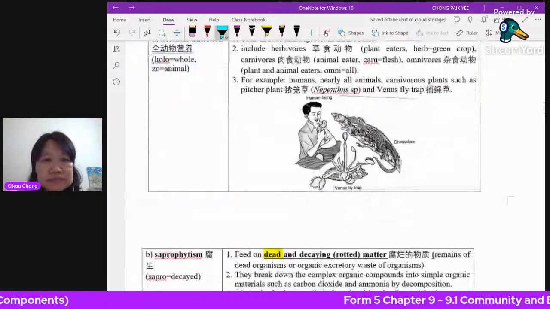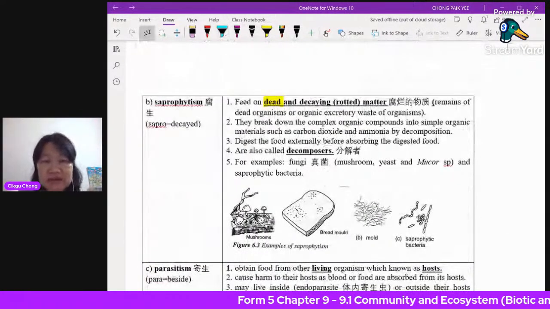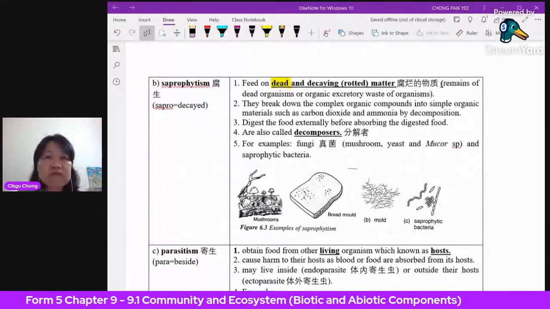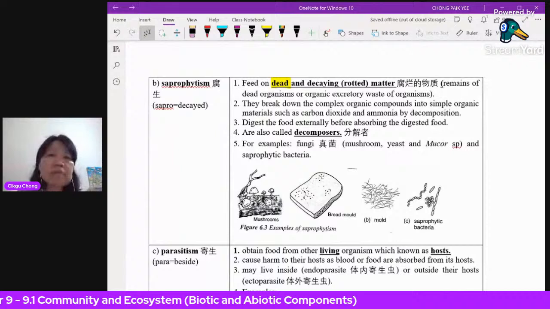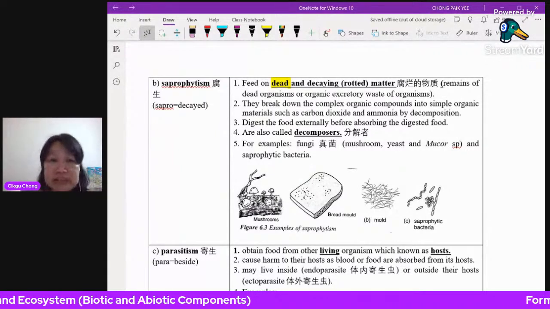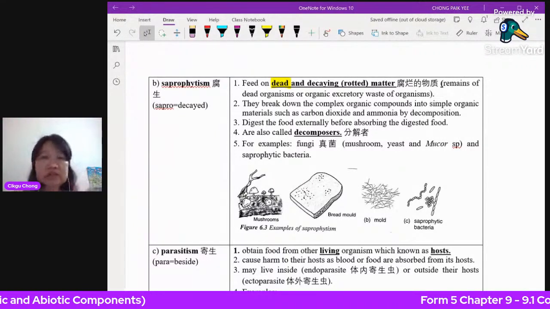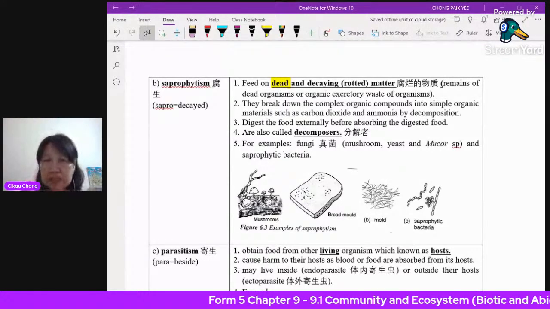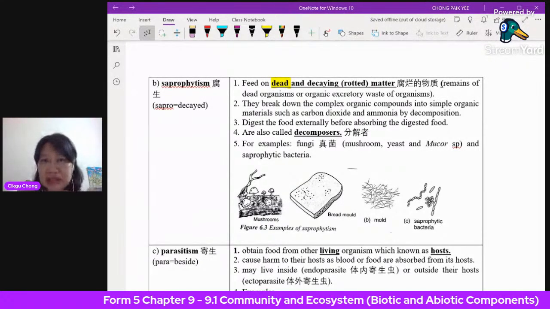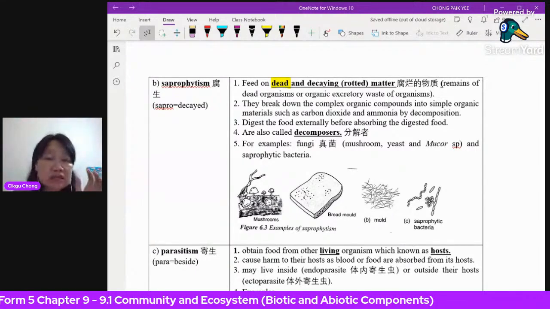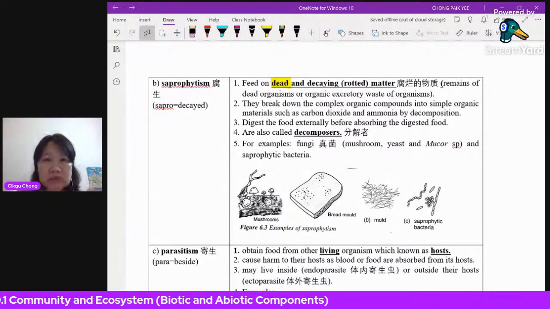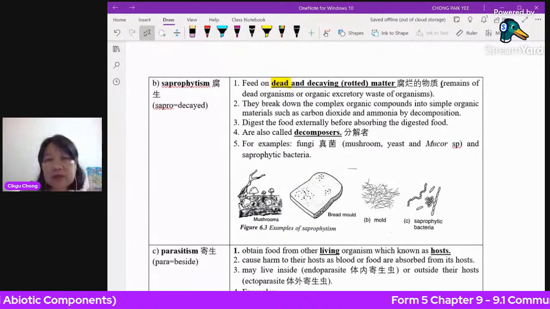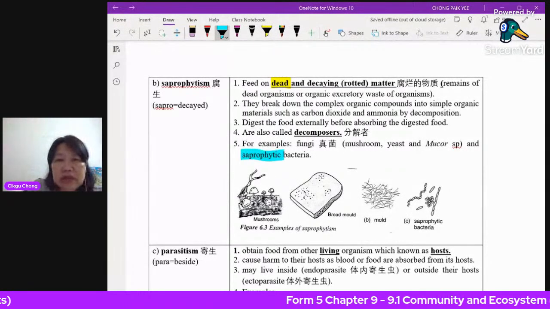Okay, saprophytism, dead, right? Remember here, dead organic matter. So mushrooms, a lot of fungus, and also bacteria called saprophytic. You cannot just say bacteria, because there are many types. Some are saprophytic, some are autotrophic. So when you talk about bacteria that can decompose dead organic matter, you must say saprophytic bacteria. Not all bacteria are decomposers, only the saprophytic type. That's why you see this word, saprophytic bacteria.